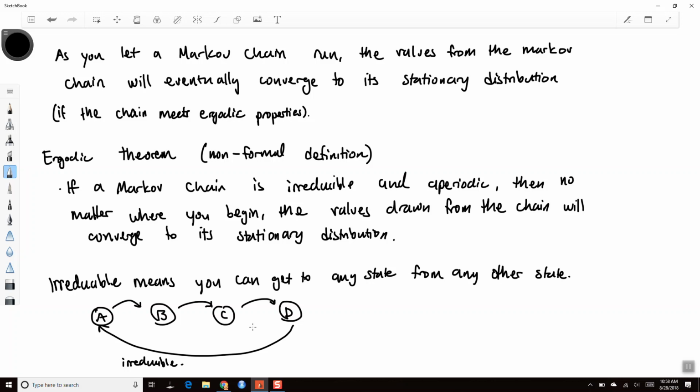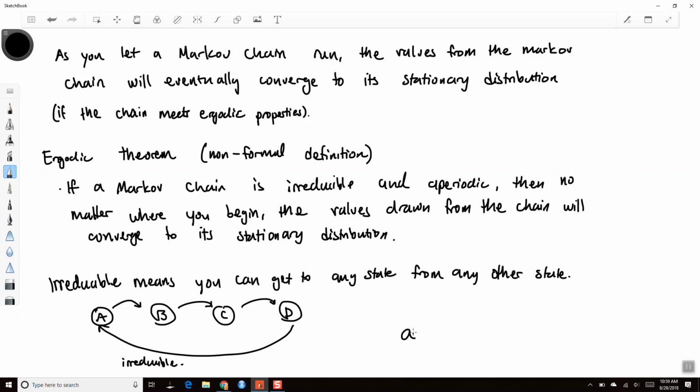If you are currently rich, you could make a series of bad decisions and end up homeless. And there's debate, but is it possible for a homeless person to become rich? We'd like to think yes, and so in that case, being able to go from one state to another is irreducible, in that wherever you are, you are able to reach something else.